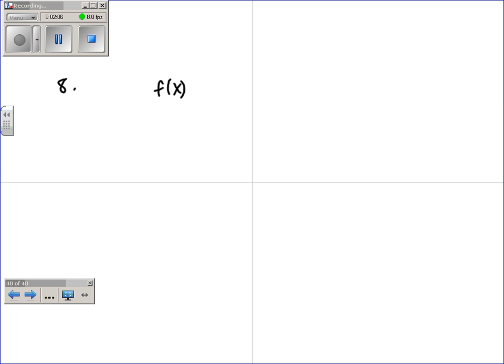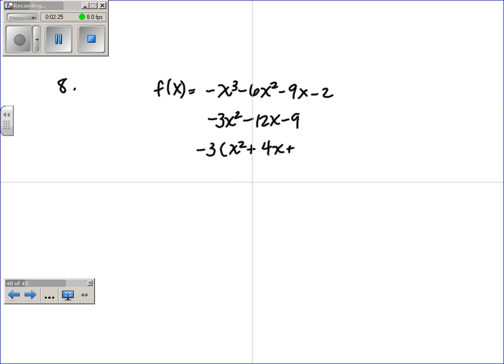Okay, f of x equals negative x cubed minus 6x squared minus 9x minus 2. If I take the derivative, it's negative 3x squared minus 12x minus 9. Factor out a negative 3, x squared plus 4x plus 3. So you're left with x plus 3 and x plus 1. Make sure you bring down this negative 3 though, because that will affect the sign.